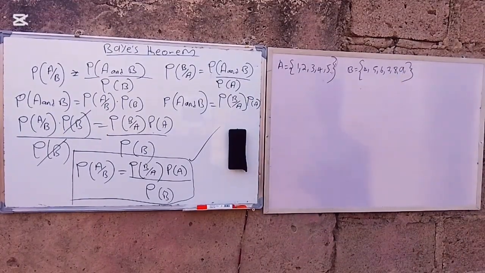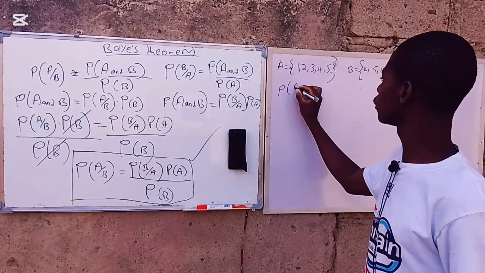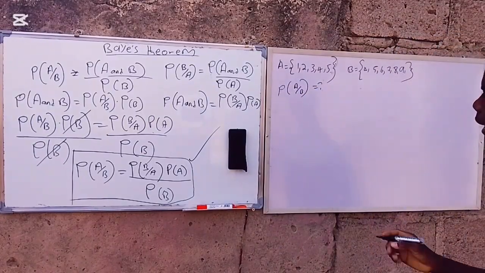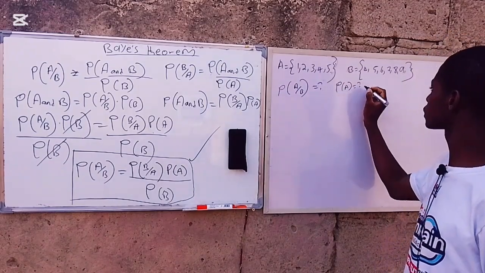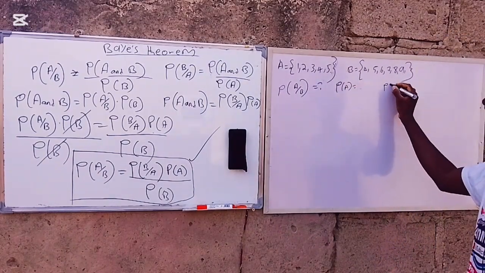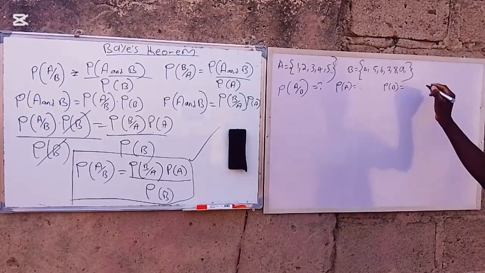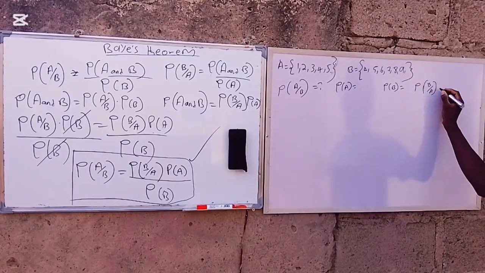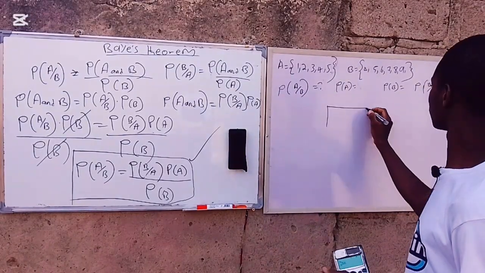So therefore, if I take a look at this, I'm looking for the probability of A given B. So how can I find it? I'm looking for the probability of A first, and also the probability of B, and then I'm looking for the probability of B given A. So let's say I have a Venn diagram.